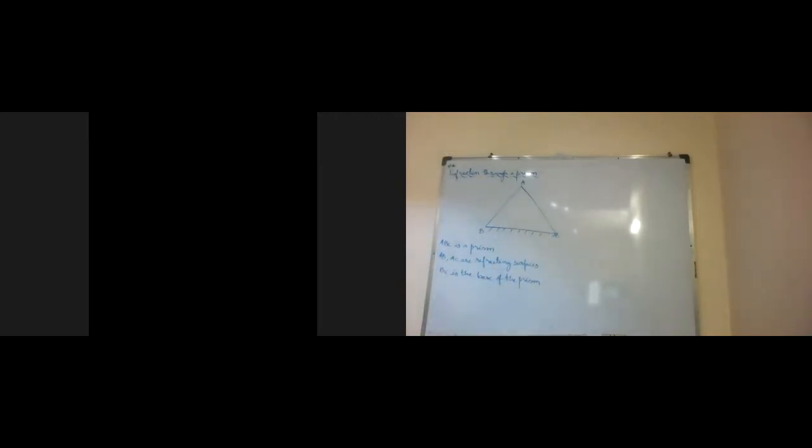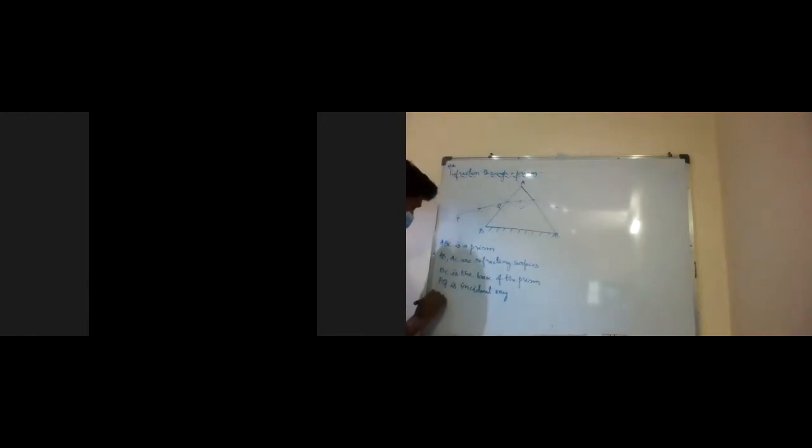Now, you have two normals. Suppose PQ is the incident ray. I am drawing a normal. A normal is a line perpendicular to the surface. Similarly, here also we have a normal, a line perpendicular to the surface. PQ is the incident ray.